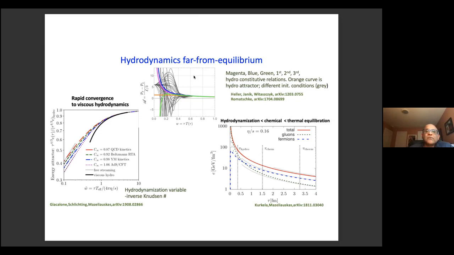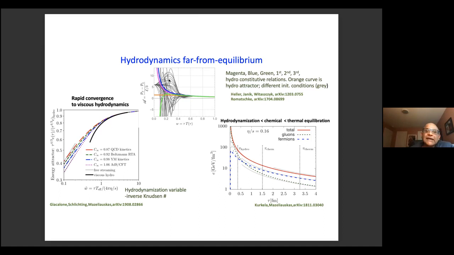And you see that as a function of w, these very different initial conditions, which are shown here in gray, all very quickly settle to a universal curve, which corresponds to a kind of Knudsen expansion of the constitutive relations. So the first order, second order, third order constitutive relations, which can be computed analytically, can be compared to numerical simulations, which go up to 240 terms in the inverse Knudsen number.